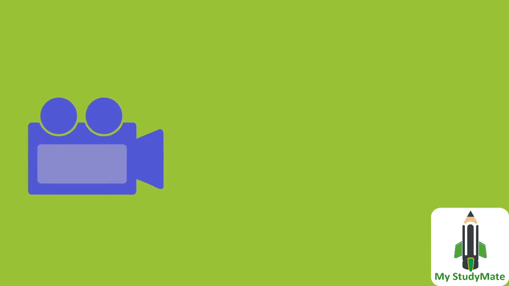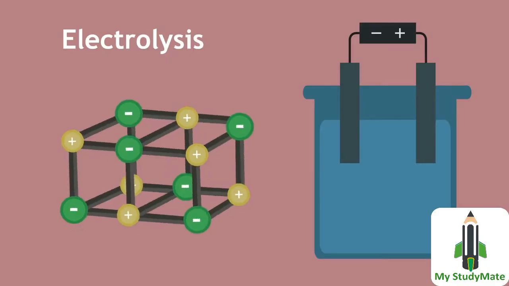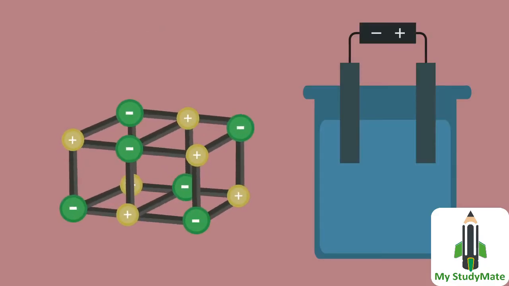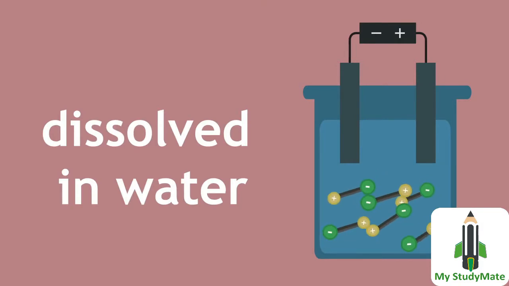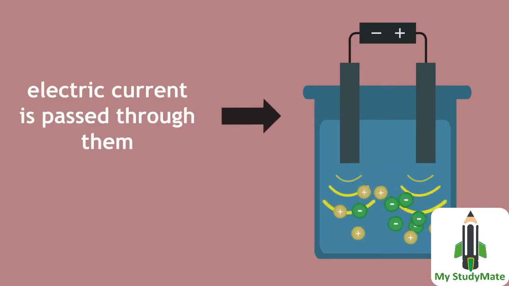In this video, we are going to learn how to calculate masses from the electrolysis of copper chloride. Electrolysis is a process by which ionic substances that have been dissolved in water or melted are decomposed, broken apart into simpler substances, when an electric current is passed through them.